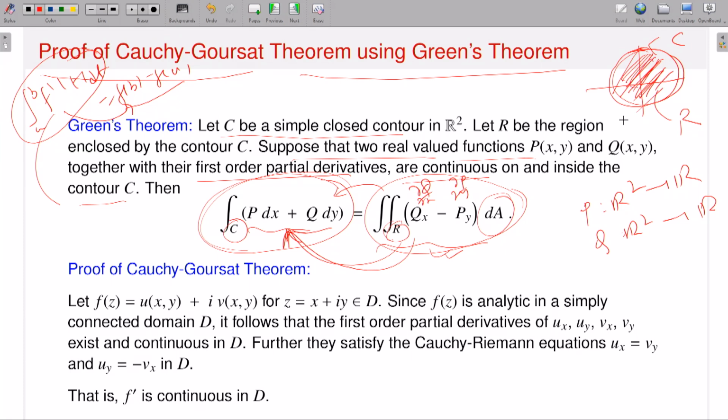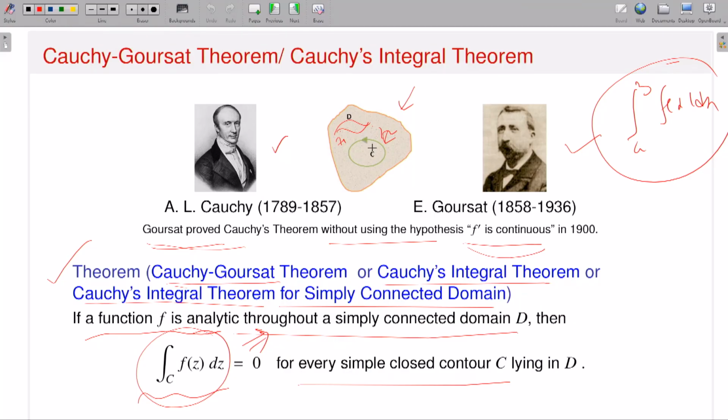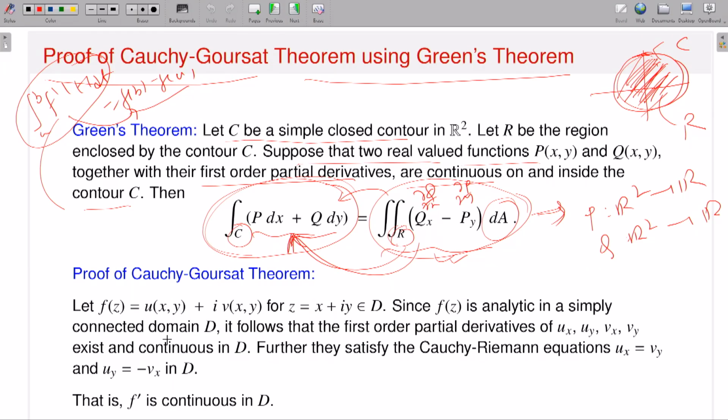I need to use this theorem to prove what is called the Cauchy-Goursat theorem. Let me just see the proof. That means I have this assumption, I have a domain, I have a simple closed contour, and I have to conclude that this contour integration is 0. And for the contour integration formula you know, somehow I have to use the formula along with Green's theorem. Okay, so this is the one.